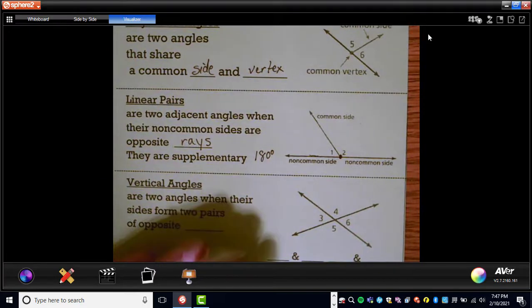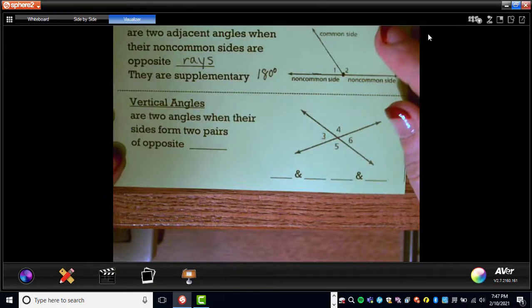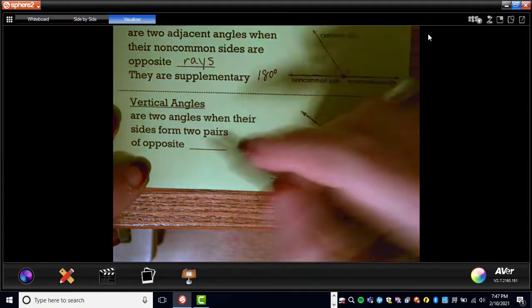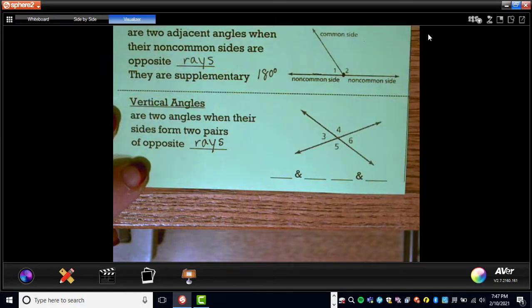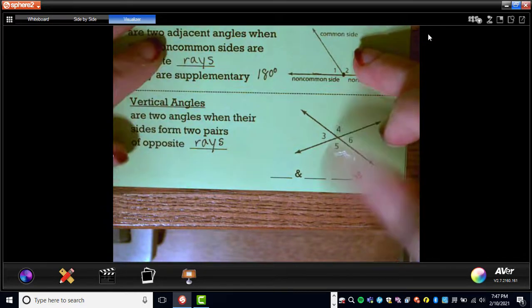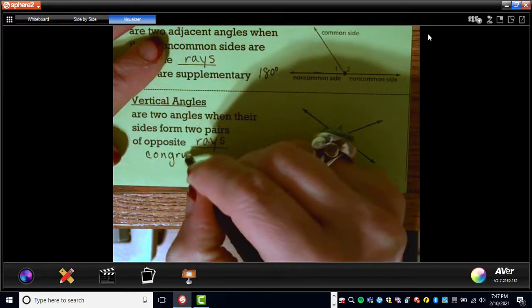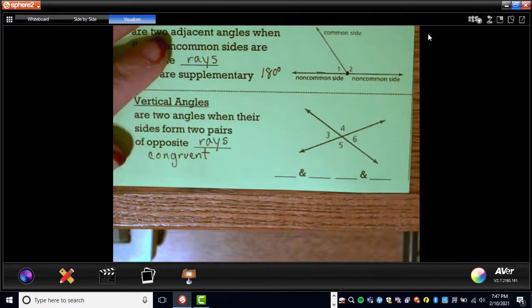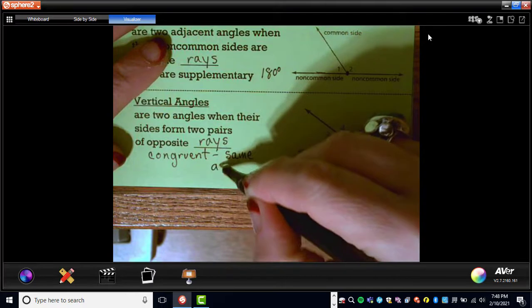All right, now our last definition, vertical angles. Vertical angles are two angles when their sides form two pairs of opposite rays. Now, vertical angles are also congruent. So just a reminder there, congruent means that they have the same angle degree.